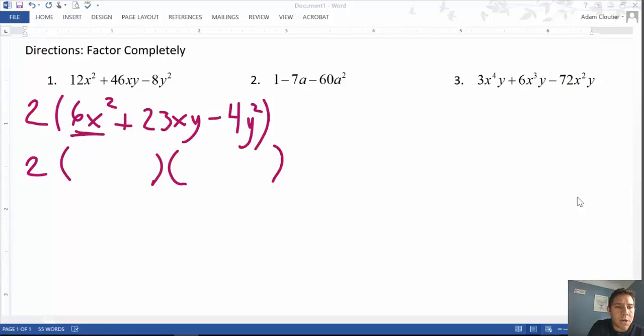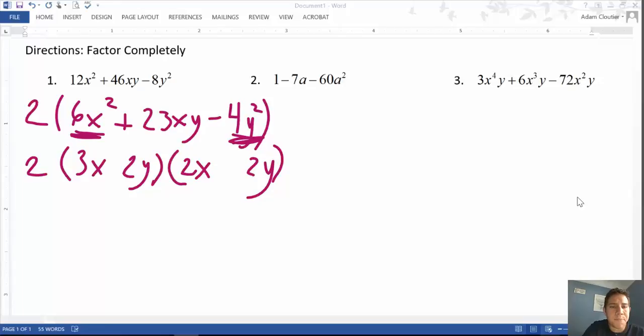So for example, what two terms multiplied together would give us 6x squared? I'm going to guess maybe 3x and 2x. 2 times 3 is 6. For the last term, what two numbers multiplied together give me negative 4y squared? Again, I'm going to guess 2y, 2y.